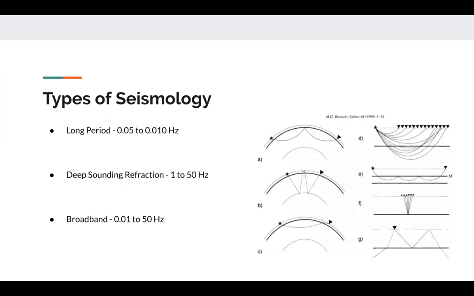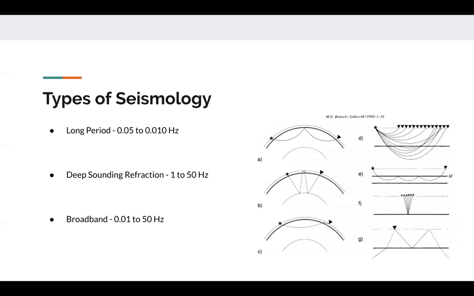One type of seismology used for this problem is long period. The long period receivers for this type of seismology collect waves between the frequencies of 0.05 and 0.01 Hertz. They are therefore useful for constraining average lithospheric properties. The long period waves are sensitive to changes in shear velocity and will show structure well. However, this method is weaker when conducting more regional studies.